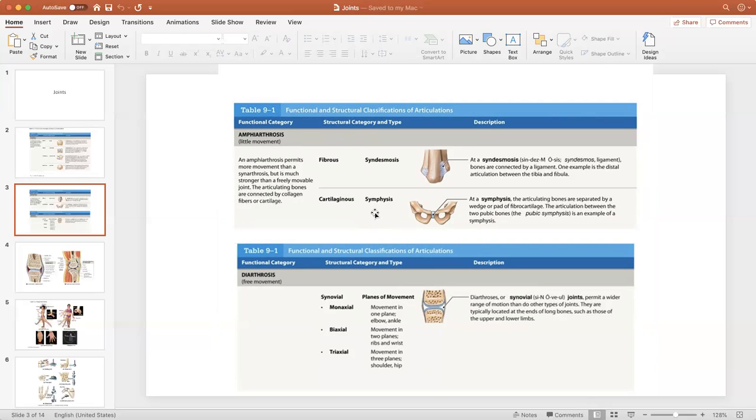And then the diarthroses is our synovial joints. Okay, we have our monoaxial, which is one plane of movement, like our elbow. It just flexes and extends. And we have our biaxial. Okay, this is like on our ribs or at our wrist. We have two planes of movement. And then triaxial, which is three planes, which is our hip and shoulder, the ball and socket joints. Okay, so we'll look at those.